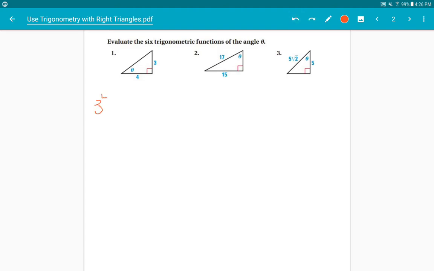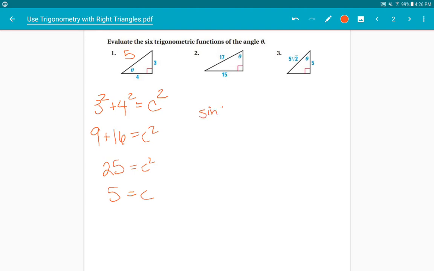So we're going to set it up. 3 squared plus 4 squared equals the hypotenuse squared. We don't know what that is right now, so we're going to call it c squared. That gives me 9 plus 16 equals c squared. 25 is equal to c squared. So therefore 5 is equal to c. So I know that the length of that segment is 5. Now for number 1, they want us to find the trig function values of the angle theta.